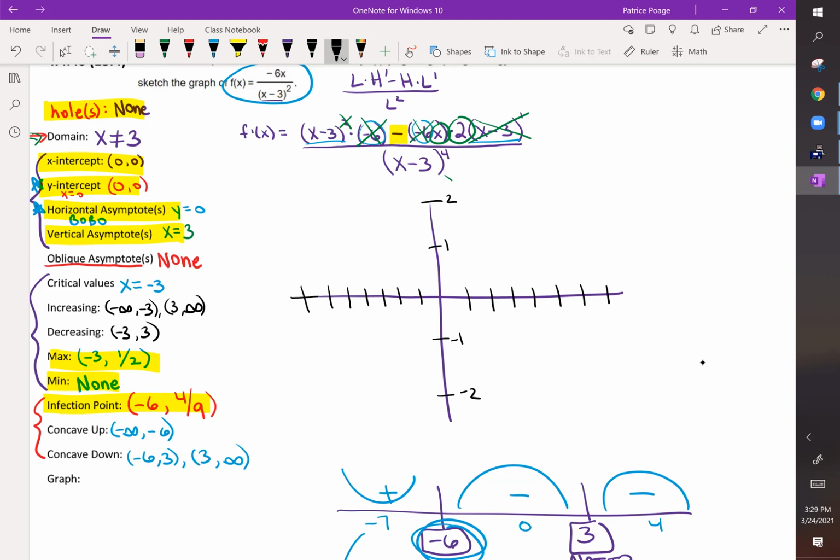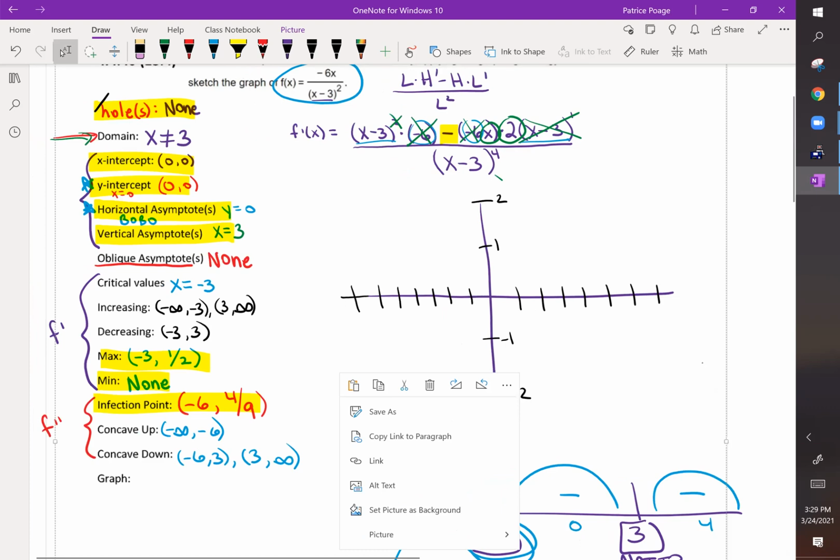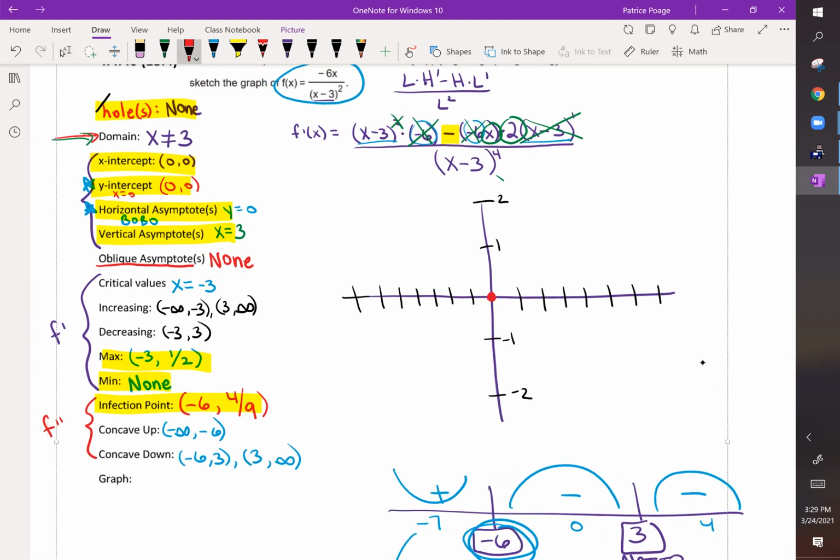All right, so there's no holes to worry about. We have x-intercept and y-intercept both at 0, 0 there. Horizontal asymptote at y equals 0, so that is a dotted line. Horizontal asymptotes you can only cross once as long as it's not at the far extremes, and that once is going to be where that intercept is right there. Vertical asymptote at 3. Vertical asymptotes you can never cross, not even once.